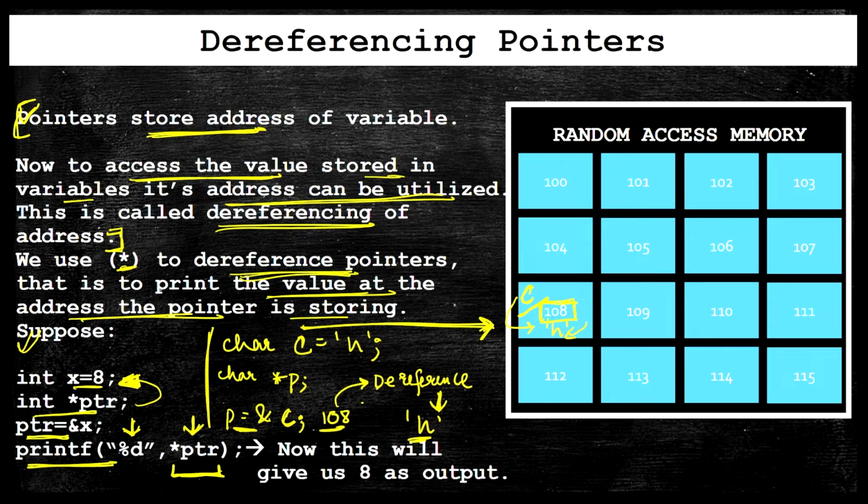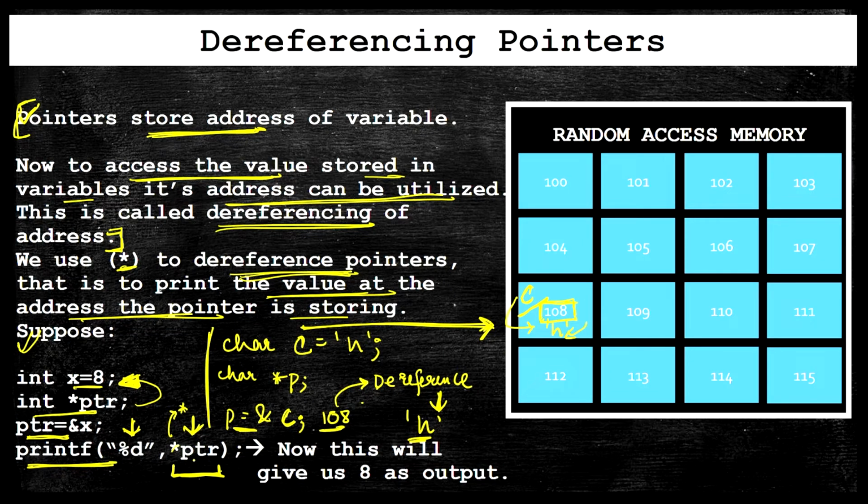Now if you remember, when we did only ptr, when the star was not present, we used to get the address of the variable x. But in this case we are using this star operator. That means we are dereferencing the address. So if you dereference any address, you will get the value at that location.